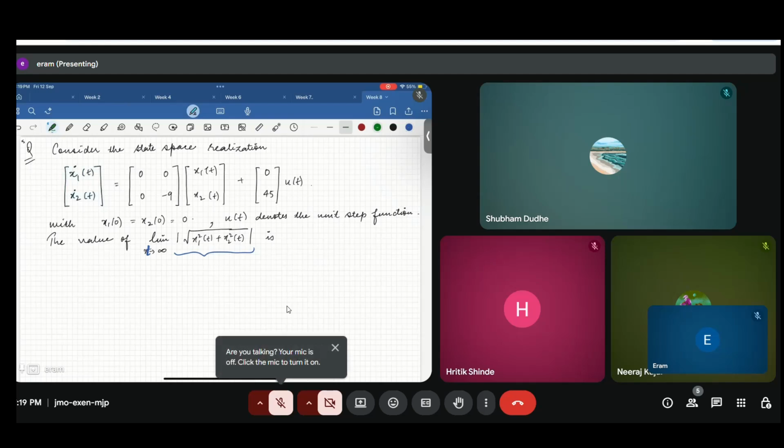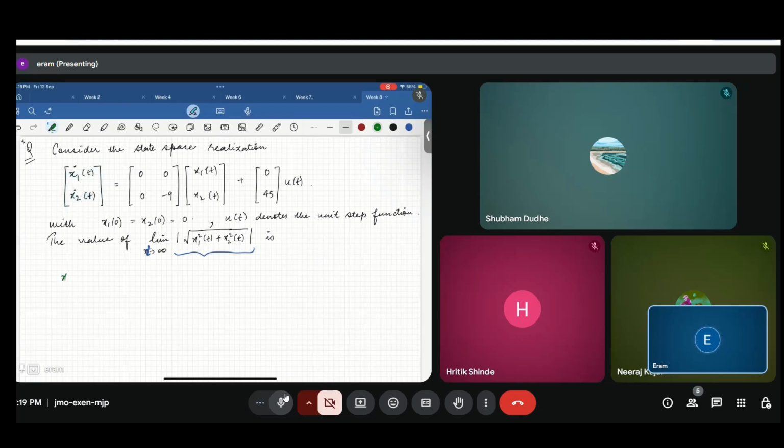Okay, let's solve this. From the first expression, if you calculate, you will get x1 dot equals 0, because the first row is completely 0 and here also this row is 0, so x1 dot is 0. What does it mean? It means s x1(s) minus x1(0) is 0, and your initial condition is 0 here.